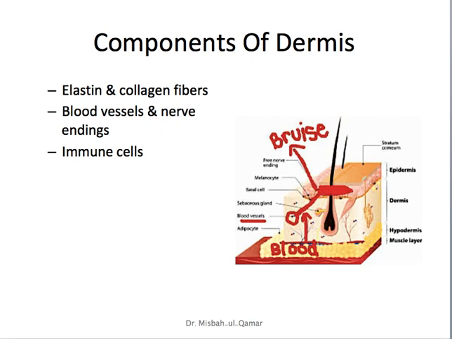Now the components of dermis are elastin and collagen fibers. The elastin fibers provide elasticity for the stretch, while the collagen fibers, the type 1 collagen fibers, provide strength. And then there is an abundance of blood vessels, specialized nerve endings, and immune cells which are present in the dermis.